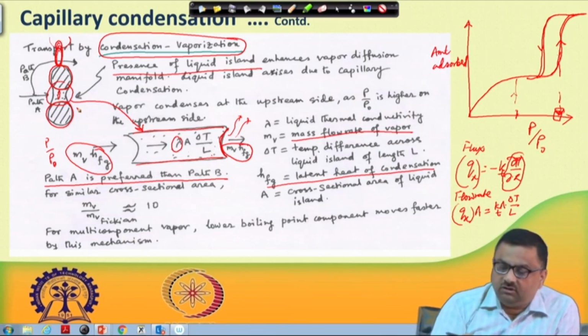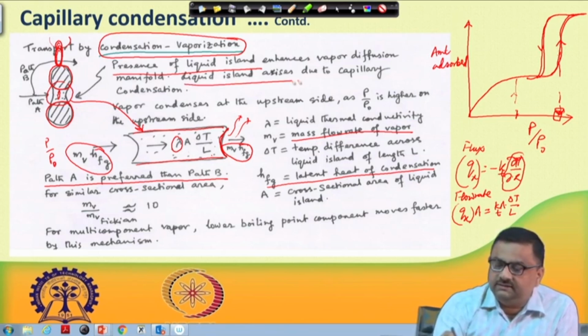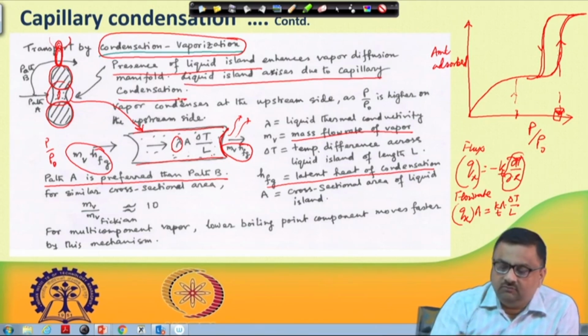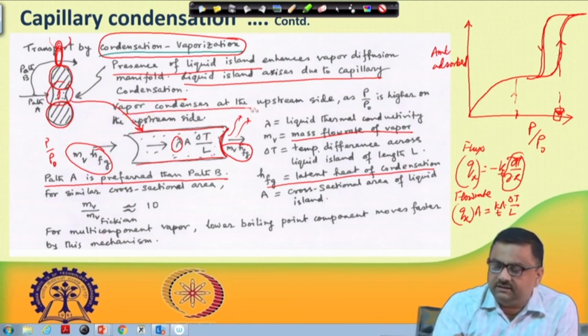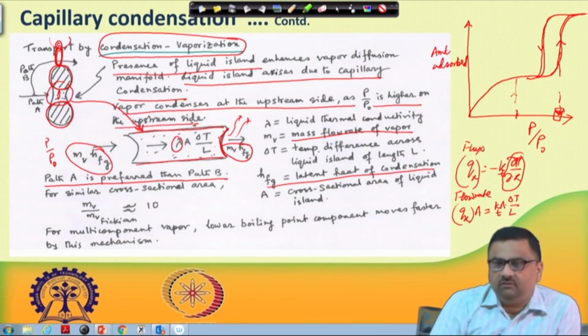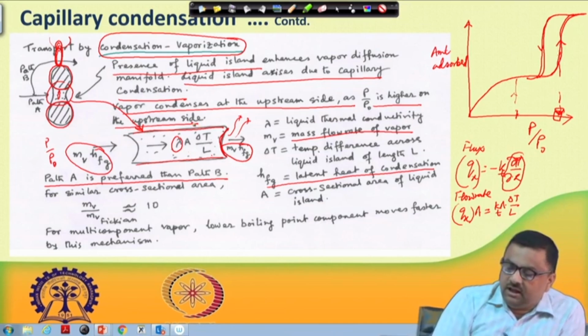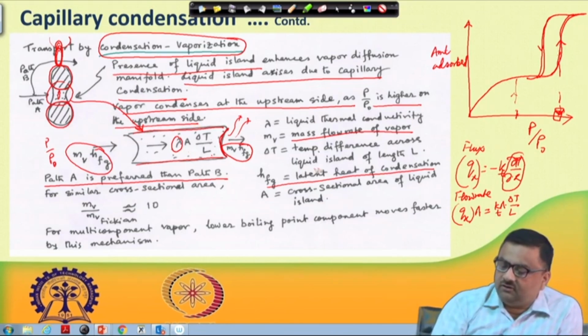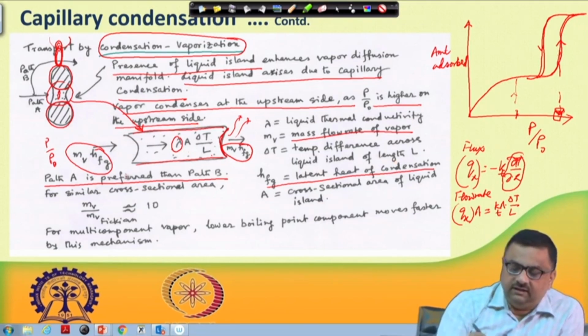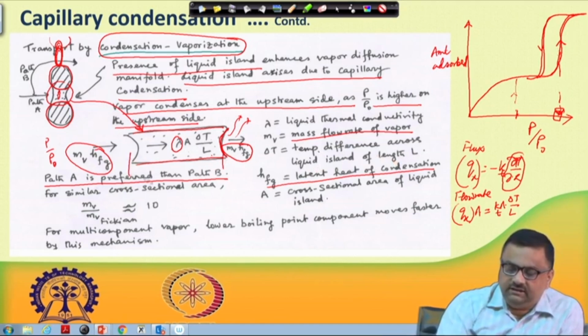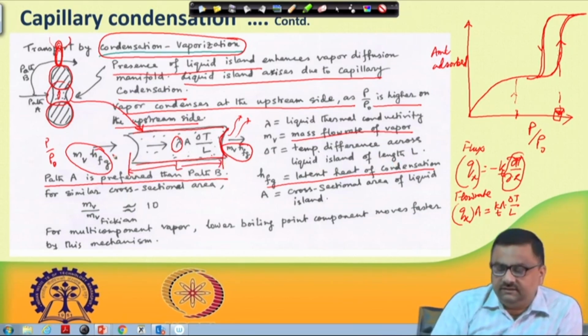We have already talked about how this liquid island arises due to capillary condensation. We have already talked about how vapor condenses at the upstream side, as P by P0 is higher on the upstream side. And we have talked about the temperature difference delta T across the liquid island of length L. So, this liquid island is of length L and the temperature difference is delta T.